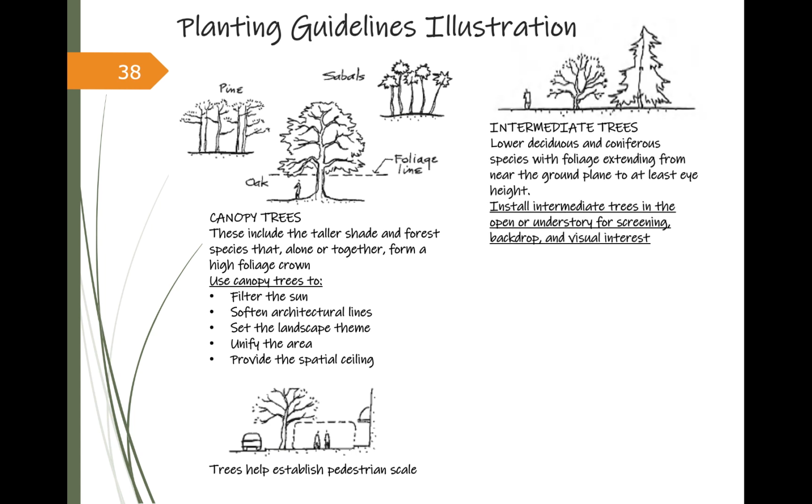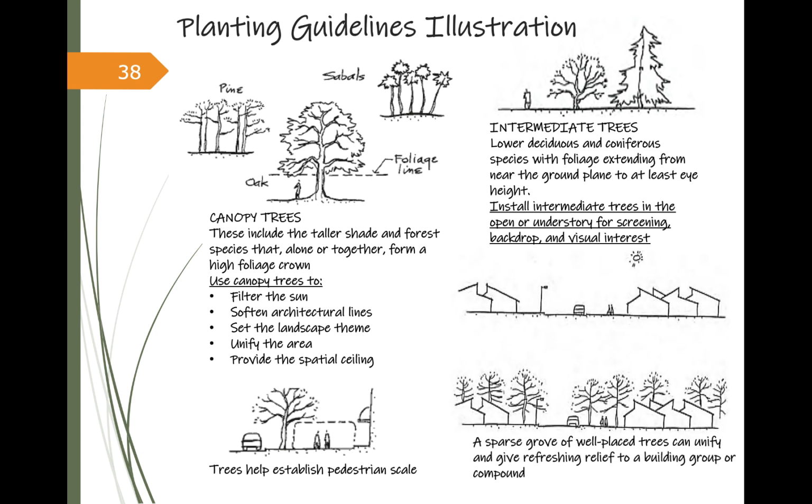Intermediate trees. These are lower deciduous and coniferous species with foliage extending from near the ground plane to at least eye high. Install intermediate trees in the open or understory for screening, backdrop, and visual interest. A sparse grove of well-placed trees can unify and give refreshing relief to a building group or compound.